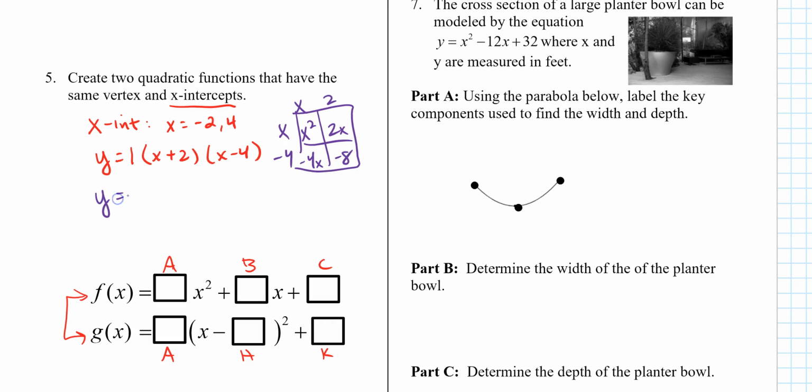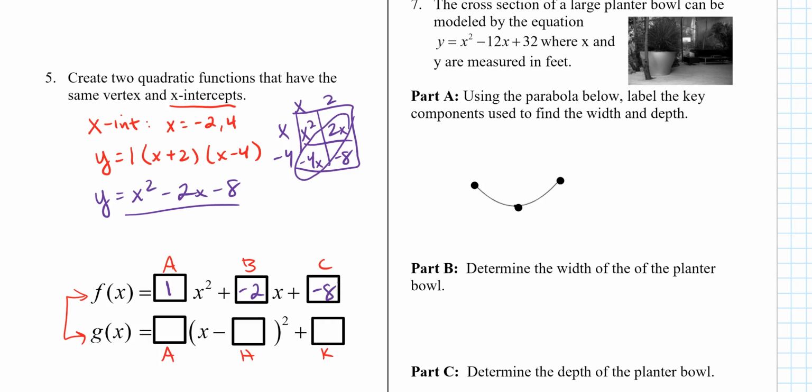So I get y is equal to x squared. I'm going to combine these like terms. Minus 2x minus 8. There's my standard form. So it's 1 x squared minus 2x plus negative 8.